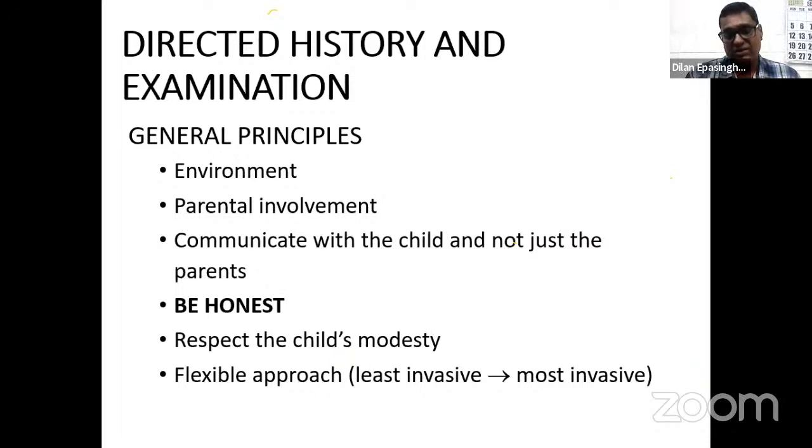Be honest, very honest. Respect the child, modesty, flexible approach. A very flexible approach should be there. It should not be an artificial situation. You have to be very gentle, as I said earlier. A good friendly environment should be there, and you have to speak very softly. I don't have that ability, but still you have to do it properly.